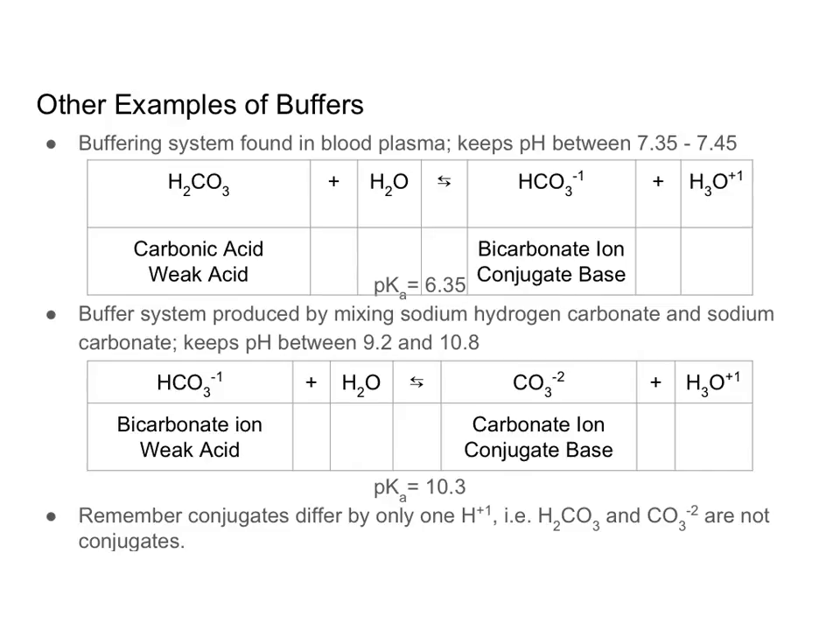Okay. Here's another example of a buffer. Here we have carbonic acid, which is a weak acid, being hydrolyzed with water to produce the bicarbonate ion. This looks very, very similar to the one that's in our blood. Oh yeah, that's because it is the one that's in our blood, and it keeps our pH somewhere between 7.3 and 7.4, okay? Ish.